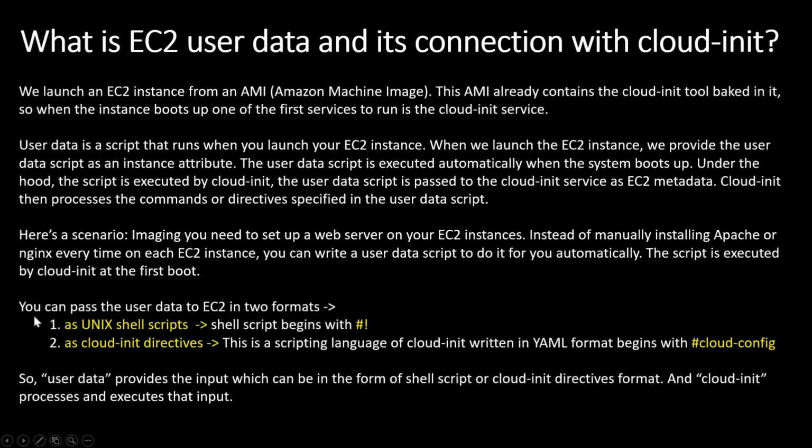Now this is important, you can pass the user data to EC2 in two formats. First is as a Unix shell script starting with hash exclamation, which is called shebang in Unix. And second method is we can pass the user data in the format of Cloud-init directives. Cloud-init directive is a scripting language of Cloud-init written in YAML format, and it begins with hash cloud config. We will see this in next slides.